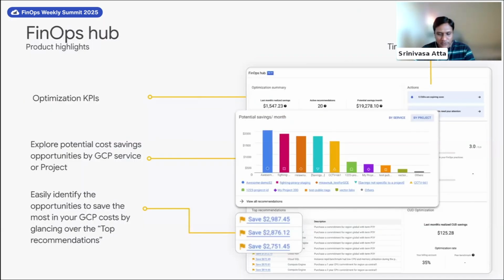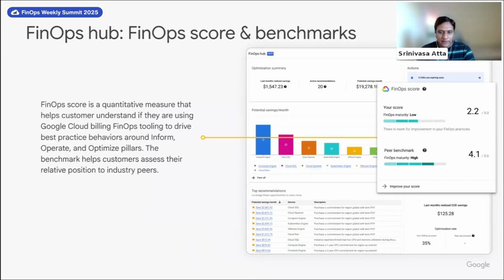Just like the one or two screenshots I was telling about, on the top right, you can see time-sensitive actions that can impact your cost. The optimization key performance indicators give customers an easy to understand view into realized savings as well as the size of their savings opportunity. You can explore cost savings opportunities by service or projects, and finally identify other saving opportunities by glancing at the top recommendations in the bottom arrow here quickly. So that's a lot of value add for customers.